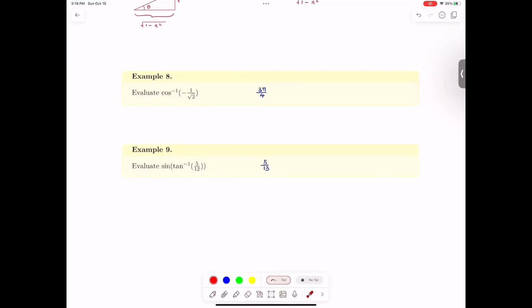Now, it's the same. We can let this be theta, for example, or x, or whatever, it doesn't matter. Let this be theta, okay? Then, what is my restriction for theta? Restriction means you should check what my cosine inverse can be. The range of cosine inverse is what? What's my restriction, guys? It's from 0 to pi, right? It's from 0 to pi.